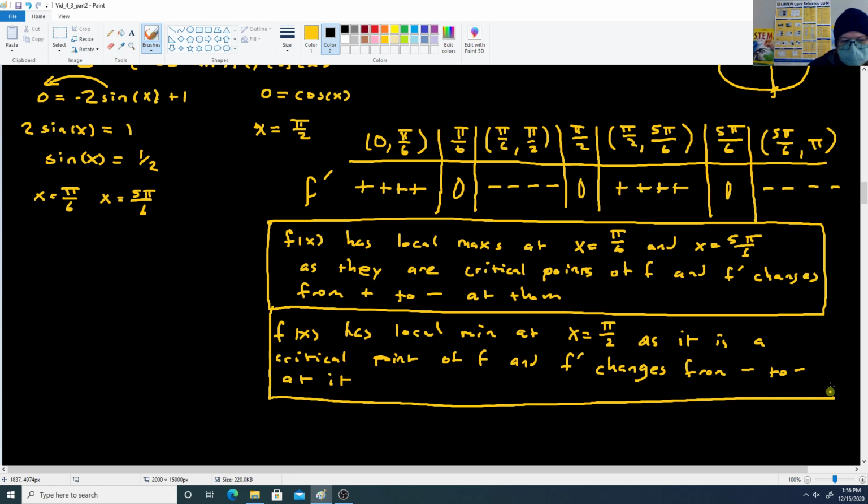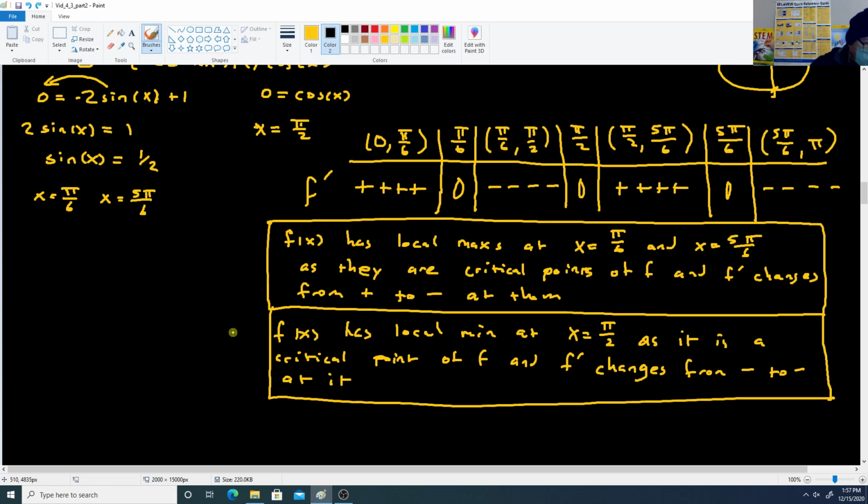Okay, so we analyzed the critical points. Now we need to say where the function is increasing or decreasing. And if you remember, we had that other theorem in the previous section, which says if the first derivative is positive, then the function you took the derivative of is increasing. And if the first derivative is negative, then the function is decreasing.